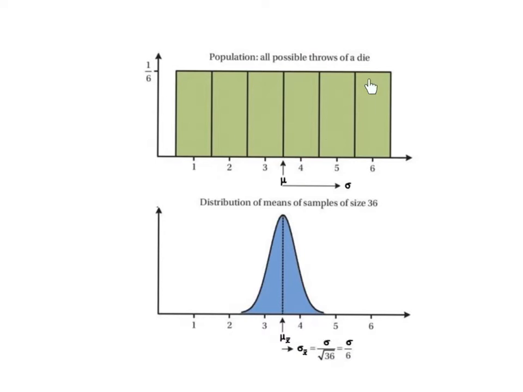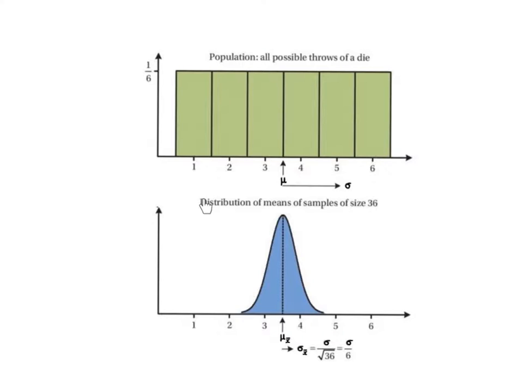So again, here we have our histogram. So the population is all possible throws of the die, and the probability of landing on 1 is 1 over 6, the probability of landing on 2 is 1 over 6, the probability of landing on 3 is 1 over 6, and so on. So the mean is right in the middle here, which is 3.5, and this is the standard deviation. So this is for the population, all possible throws of the die.